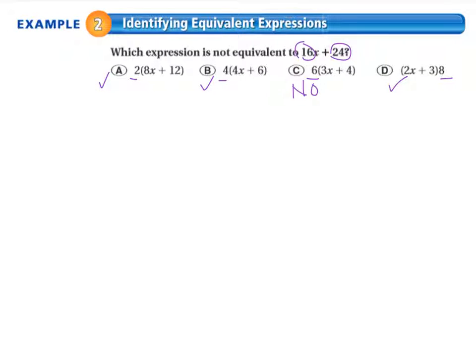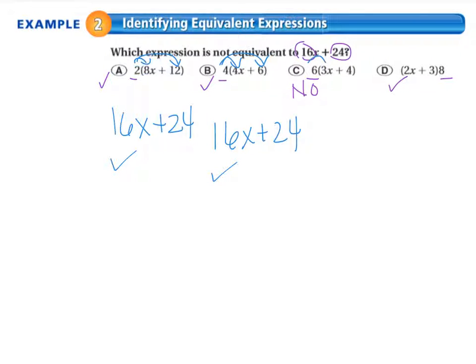But let's double check. I can distribute each of these to see if I should actually get 16x plus 24. 2 times 8x, 16x plus 24. Yep, that still works. Distribute this. 4 times 4x and 4 times 6. 16x plus 24. Sure does. If I distribute this one here, 6 times 3x, 18x, 6 times 4 is 24.